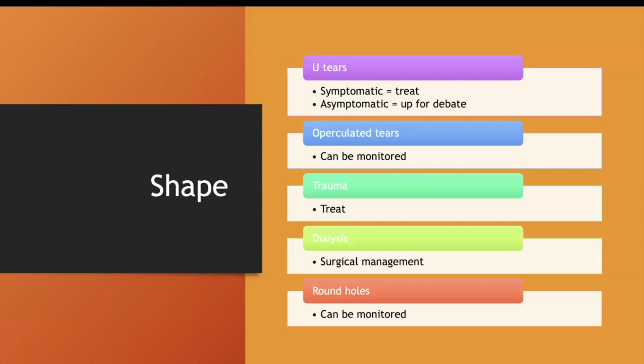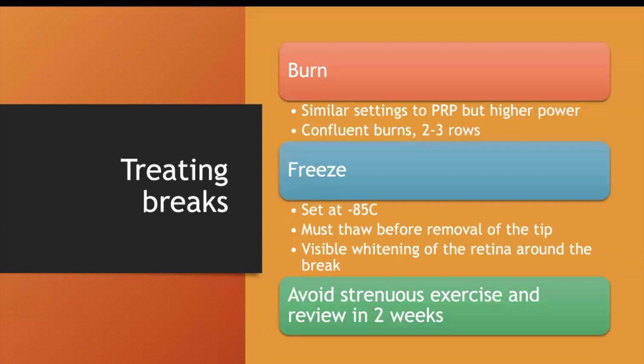but most people would laser a horseshoe tear. Operculated tears can usually be monitored because they've completely come off, and if they're round and flat, these are usually not that risky in comparison to a horseshoe tear. But again, the factors that I've discussed before may make you want to treat it. So things like previous retinal detachments, many breaks. These are all reasons why you may want to consider treating them. Traumatic breaks are almost always treated. Dialysis typically needs surgical management to actually put that retina back in place, and round holes usually can be monitored as well. So, how do you treat a break?